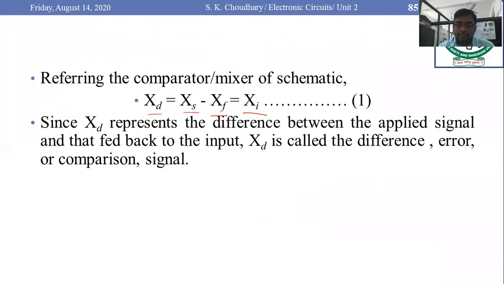Okay. So XD is basically a difference signal.